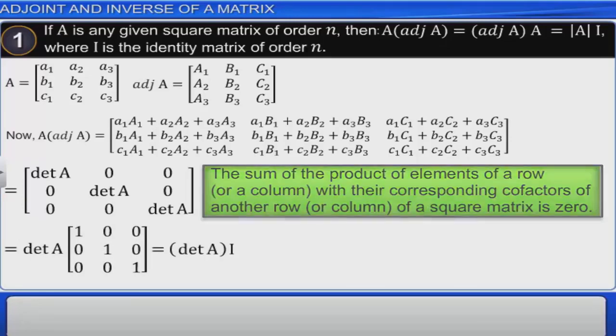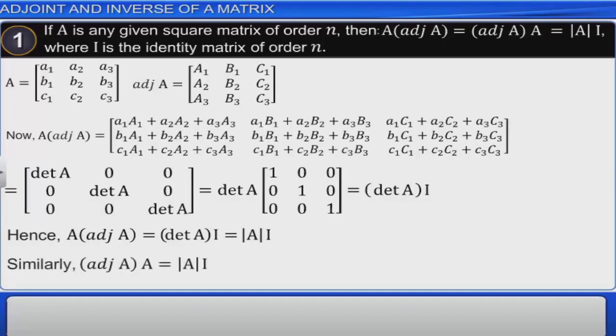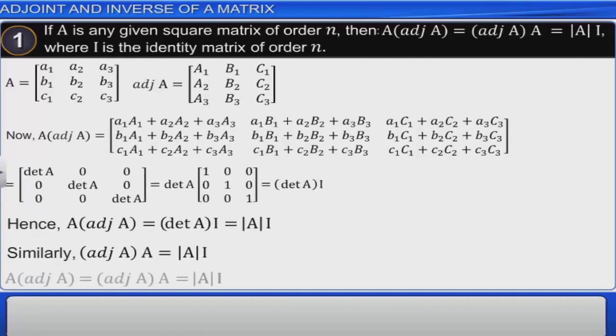Hence, A into adjoint of A is equal to the determinant of A into the identity matrix. Similarly, we can prove that the adjoint of A into A is equal to the determinant of A into the identity matrix. Hence, the result is true for any given square matrix of order n.